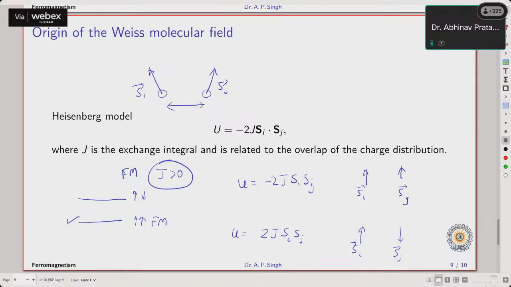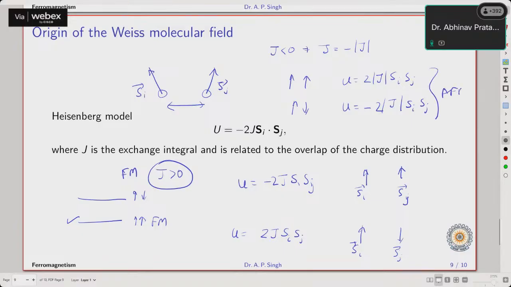And that situation flips if J is less than 0. Let us say that J is equal to minus of some mod of J. Then, as I said, the situation will flip. Now, if you have parallel alignment, then the energy will be equal to 2 mod of J Si Sj. And if you have anti-parallel alignment, then the value of U will be less. That means the system will prefer this state. Okay, and this is the case for antiferromagnetic material.